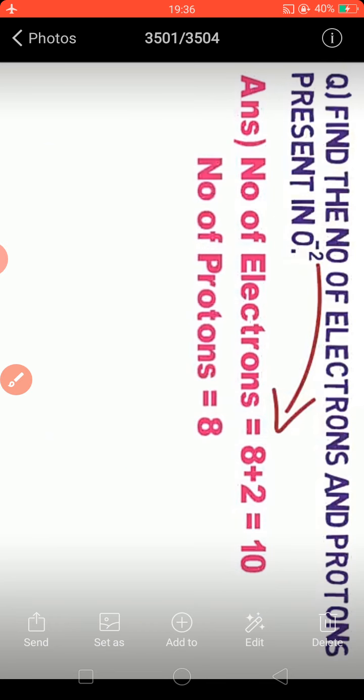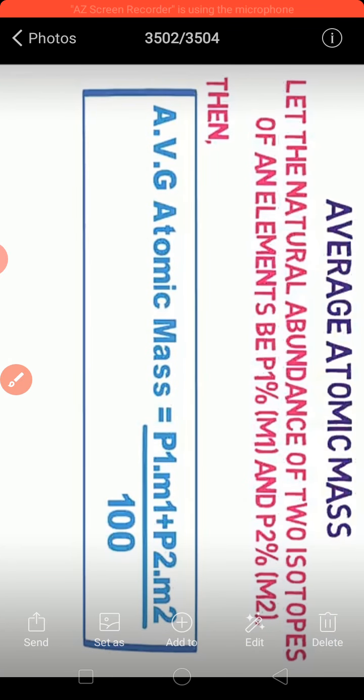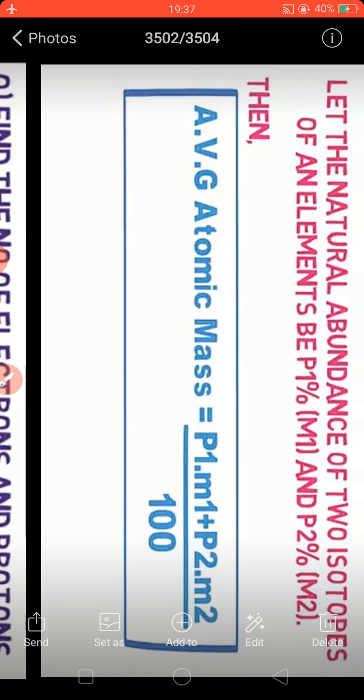So again moving to the next page now. Average atomic masses. In some cases, these kinds of numericals are given where you have to find average atomic masses. There is nothing to worry about. Average means the average of two things. So in this case they have given you the percentage of something.